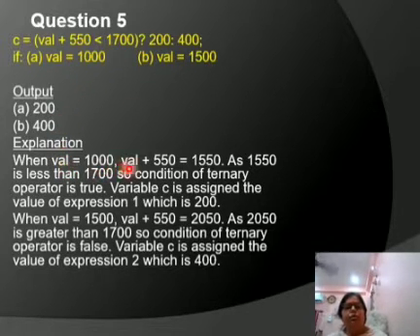Explanation: when val is 1000, val plus 550 will become 1550. As 1550 is less than 1700, the condition of the ternary operator is true. Variable c is assigned the value of expression 1, which is 200. In the second part, part B, when val is 1500, val plus 550 will be 2050, as 2050 is greater than 1700. So the condition of the ternary operator is false, and variable c is assigned the value of expression 2, which is 400.